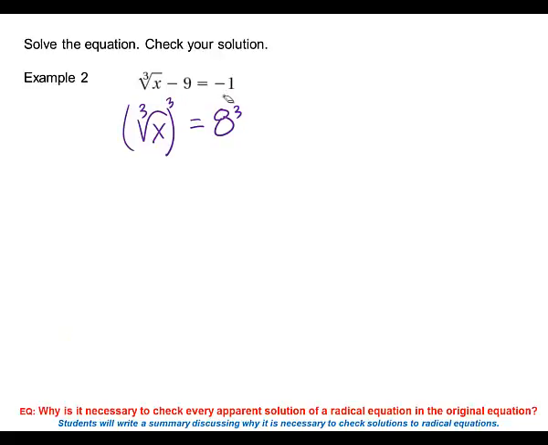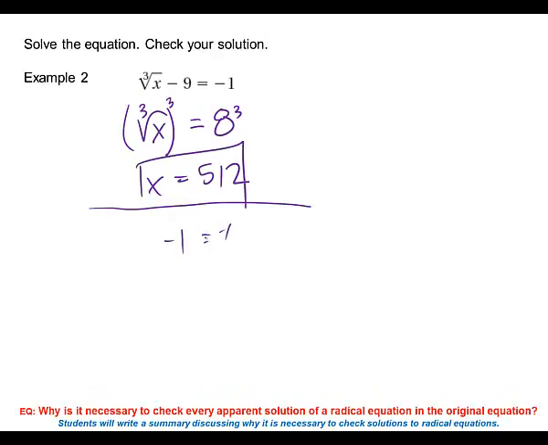Okay. So be careful because we are cubing it, which means 8 times 8 times 8. So what do we get for 8 cubed? 512. Good. I'm going to check it before I say that that's my final answer. So if I put 512 in there, what's the cube root of 512? 8. What's 8 minus 9? Did it work? Yep. So 512 is a good answer.